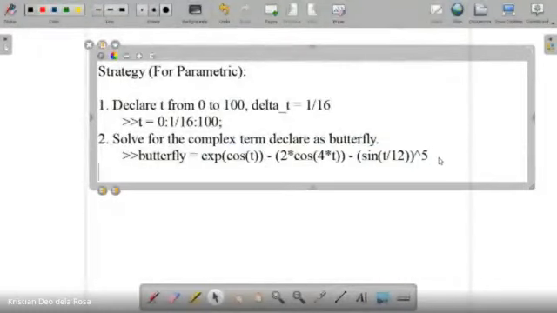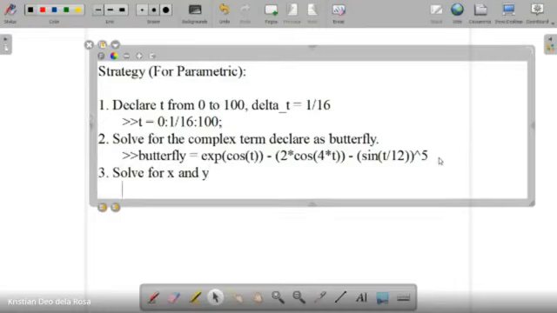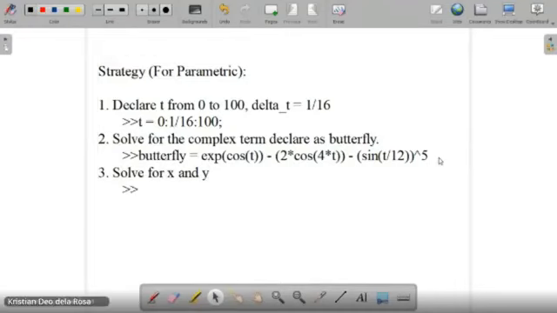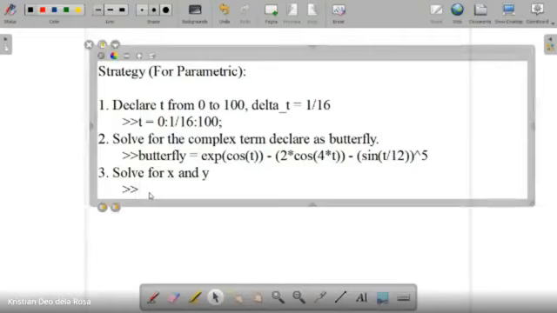Okay, next. Number 3 naman tayo. Solve for x and y. So in our code, that would be like, so for x, we have x is equal to the sine of t, then multiplied by the butterfly. Okay, or I think this is element-wise.